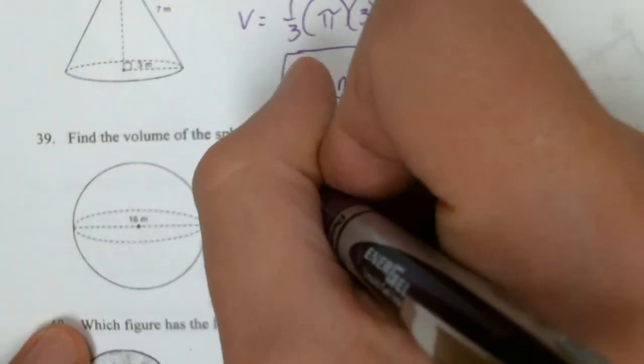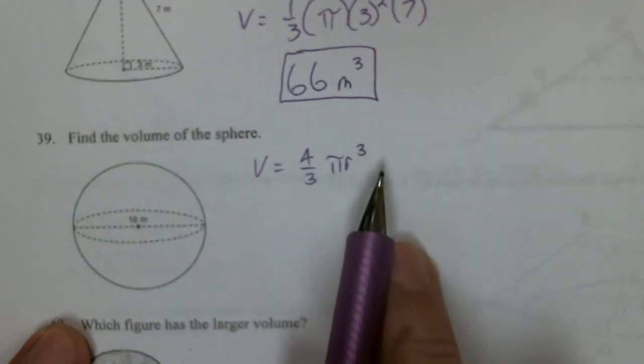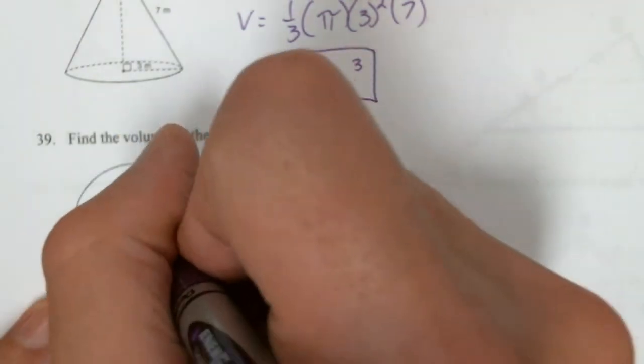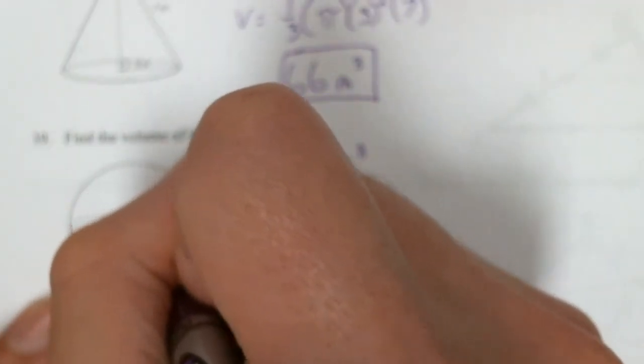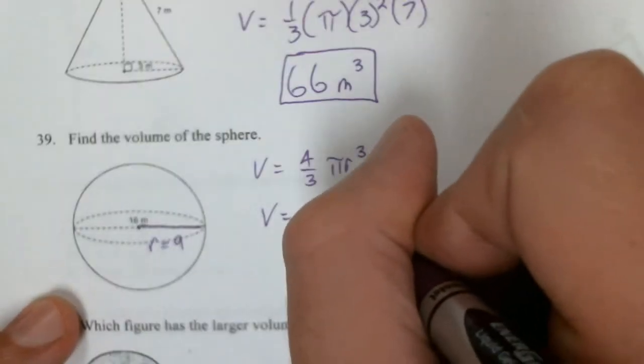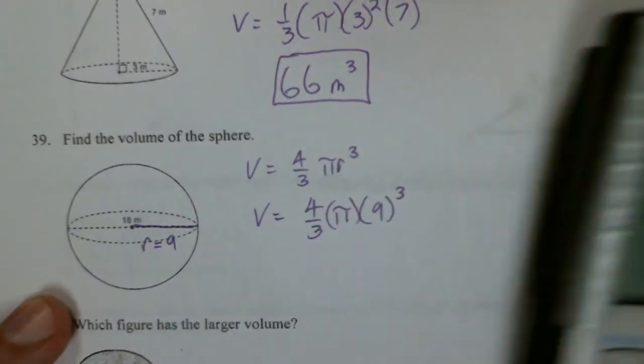Volume of a sphere is 4/3 pi r cubed. This is the only one that has a cube in it. The cone and the cylinder have radius squared. This has got the cube. Do I have the radius? Nope. I got to divide by 2. Radius is 9.